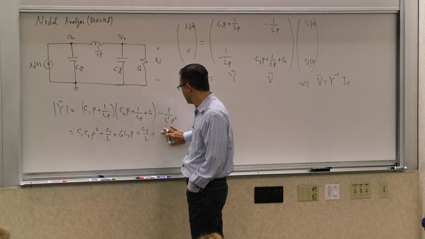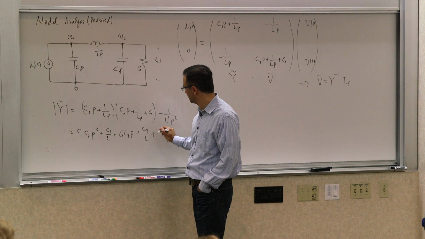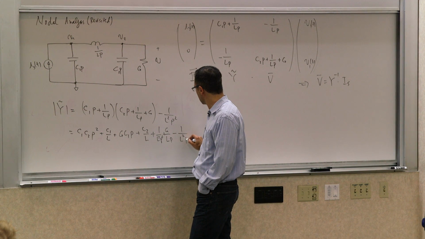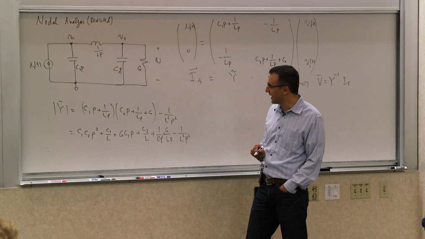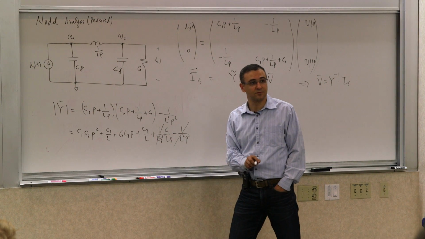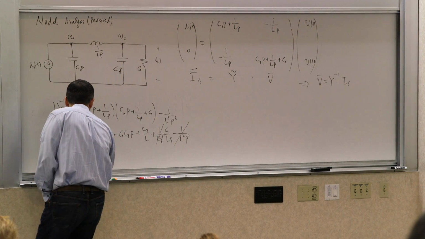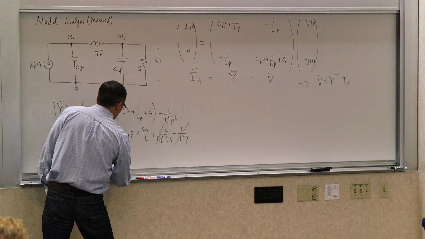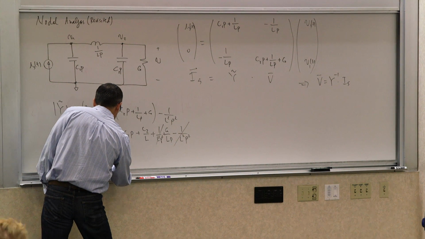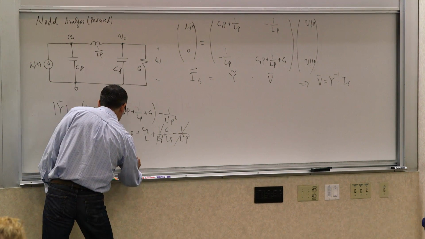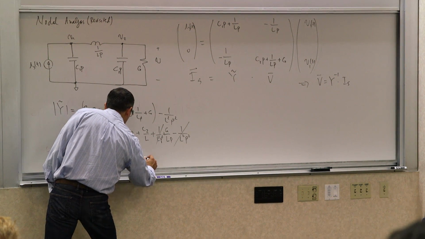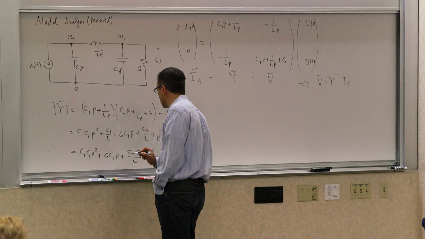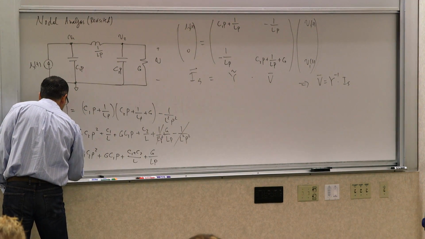No, this one doesn't give you 1. This one gives you 1 over L squared P squared. L squared P minus L squared P squared, right? So that's the determinant. These two cancel, right? So what we are left with is C1 C2 P squared plus G C1 P plus C1 plus C2 over L plus G over LP. So that's the determinant of the Y matrix.